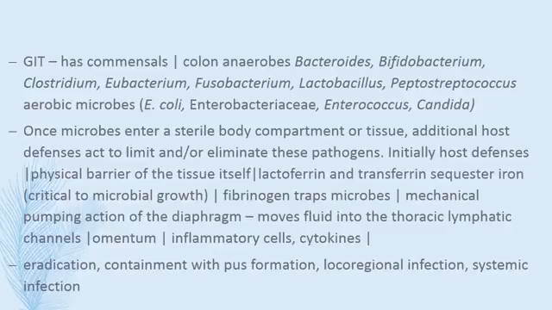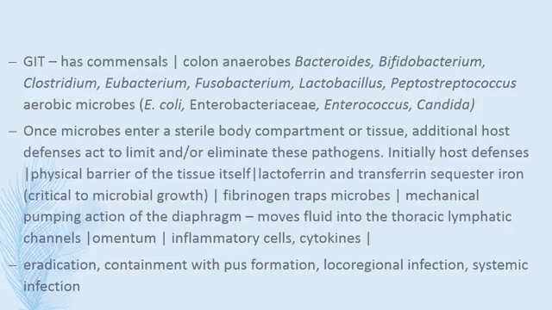The GI tract has its own commensals. The colon has anaerobes, mainly bacteroids, Bifidobacterium, Clostridium, and Fusobacterium. There are also aerobes such as E. coli, Enterobacterium, and Enterococcus.